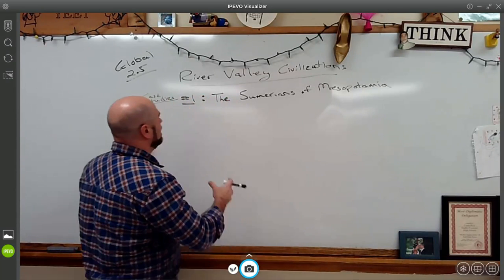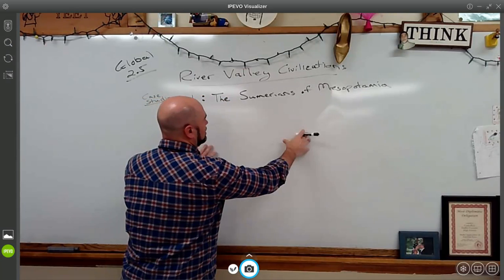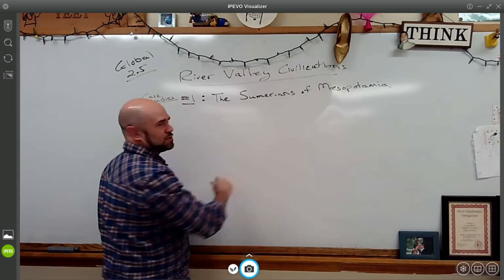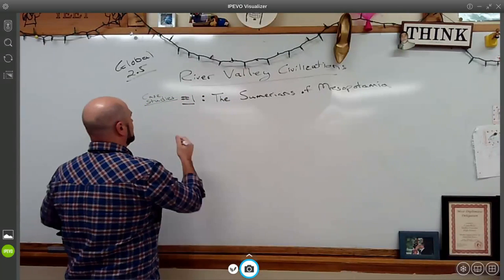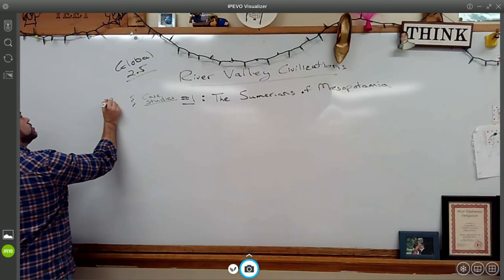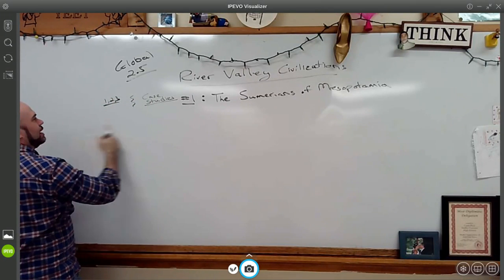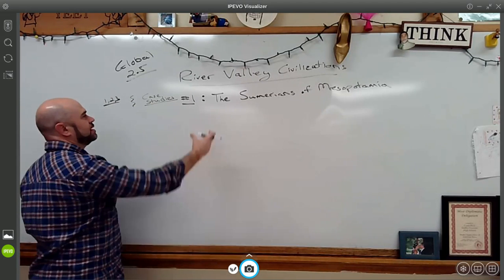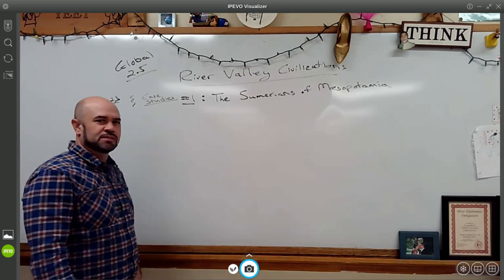Today we're going to head on down the timeline into more recent River Valley civilizations. We're probably going to cover three case studies. We're going to start with our first case study today, the Sumerians of Mesopotamia.